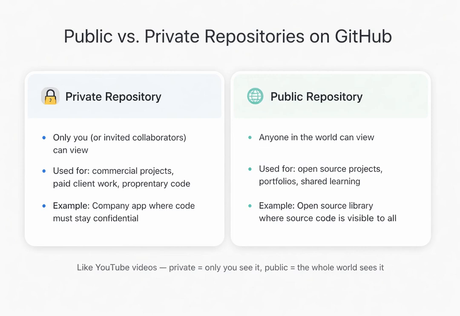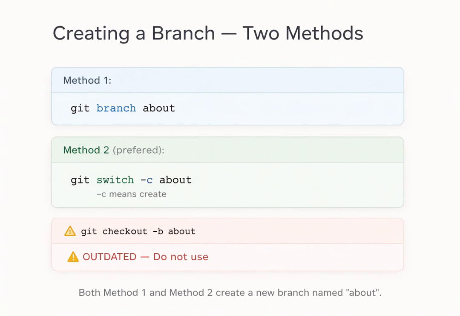On the other hand, a public repository is visible to the entire world. Think of it like a YouTube video. Private means only you or selected people can watch it, but public means anyone on the internet can see it. Open source projects are always public, because the whole point is that everyone can read, learn from, and contribute to the source code. Now let's talk about branch management.